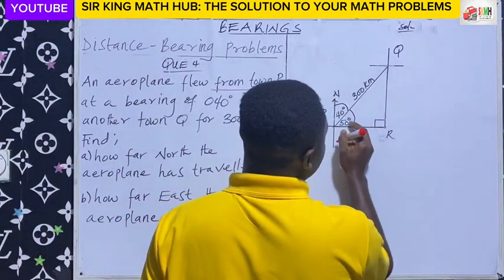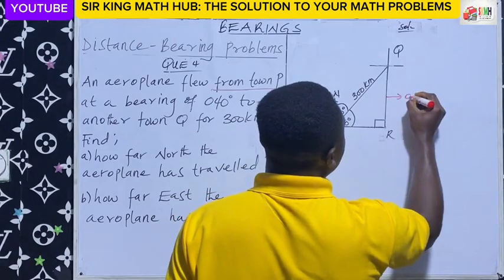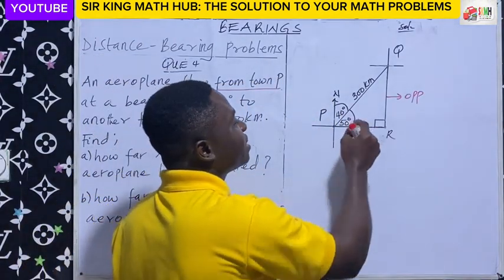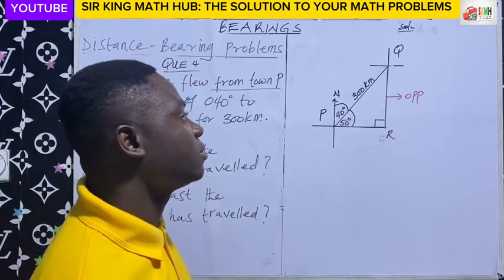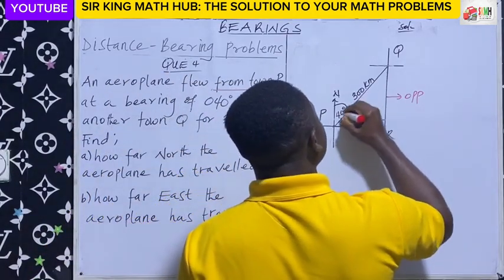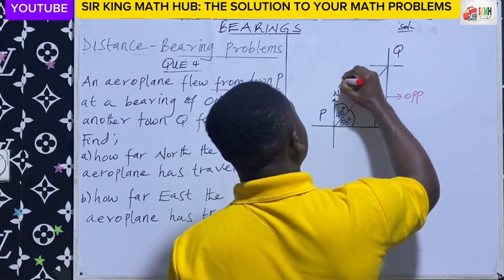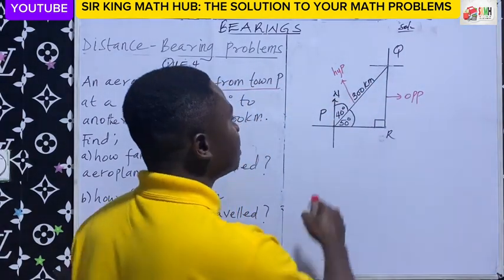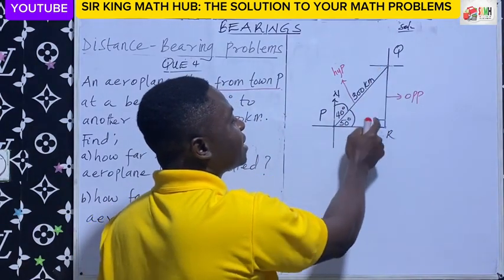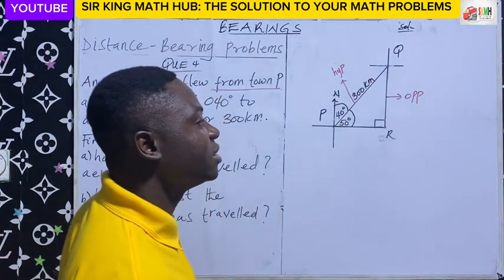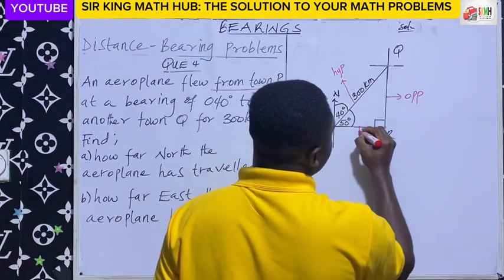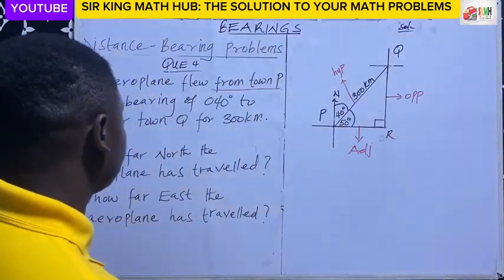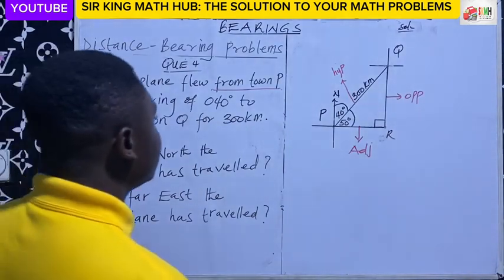So now let's identify the sides of our right angle triangle. This is our acute angle. So this side becomes the opposite, because the opposite is the side facing the acute angle. This side here becomes our hypotenuse, because it is the longest side. Again, it is the side facing the 90 degrees angle. Then the remaining side here becomes our adjacent.